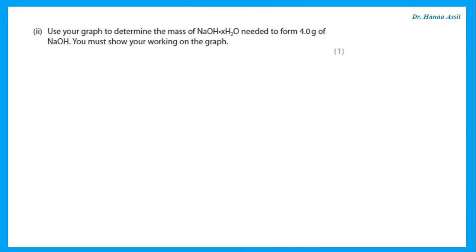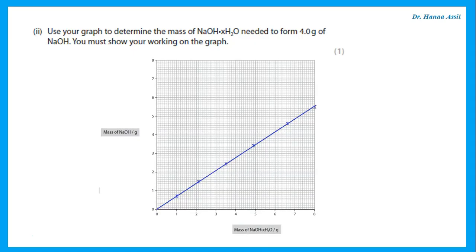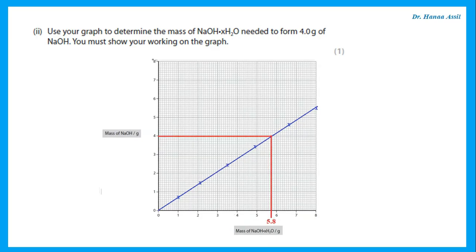Use your graph to determine the mass of the hydrated salt needed to form 4 grams of sodium hydroxide. So this is the graph we drew. We want 4 grams of sodium hydroxide. Move horizontally to the line and go down to find the mass of the hydrated salt that we started with. So from the graph, it is 5.8.